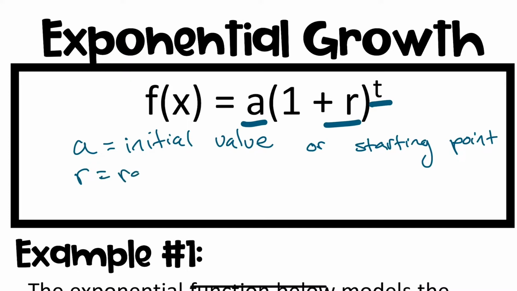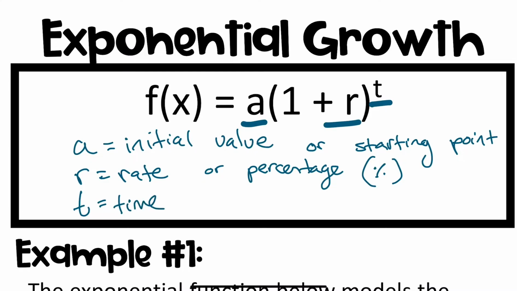Okay, next up we have our R. R will be our rate. Before we used the word ratio, which also works, or percentage. All of these questions will show us a percentage. This is a little percentage sign. And we're going to use that as our rate, or how much it's increasing every interval. And then we have our T. That is going to be time. Time T.